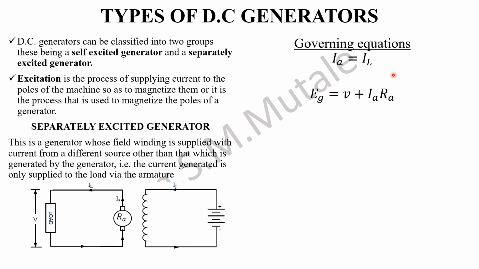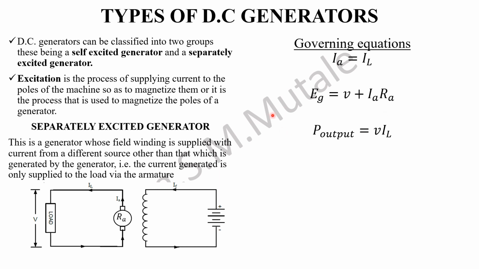For generated EMF, for all of the machines we discuss, it will basically be a summation of all the voltage drops in the circuit. In the armature there is a voltage, which is the product of the armature current and the armature resistance, IARA. And there is another voltage, the voltage at the load. When you sum those, you get the voltage generated by the machine.